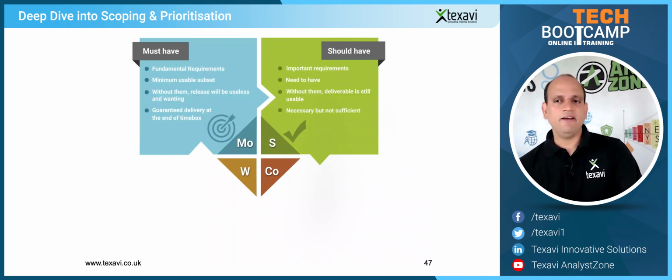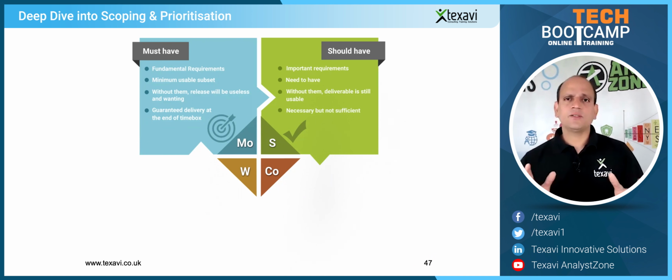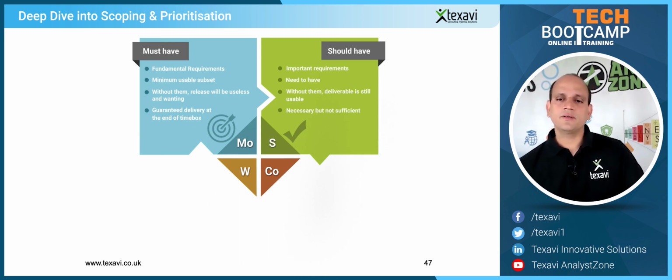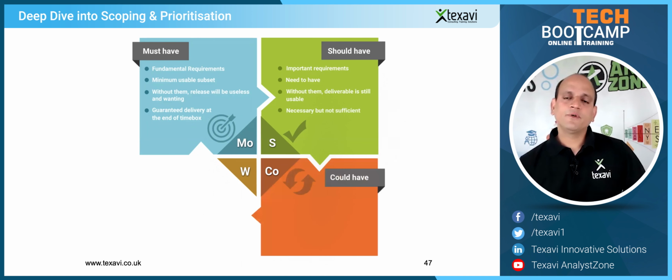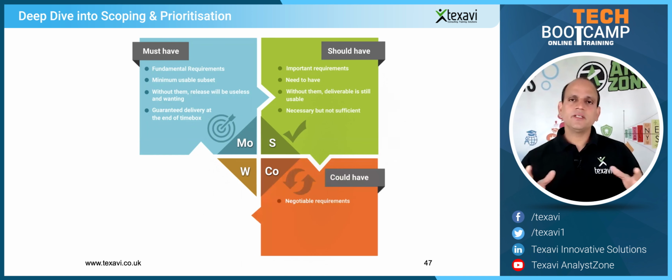So that's a should have. You can still go live, but it can wait. It's necessary, but it's not sufficient. That's what we talk about, right? And then in the context of could have, that's where these are negotiable.